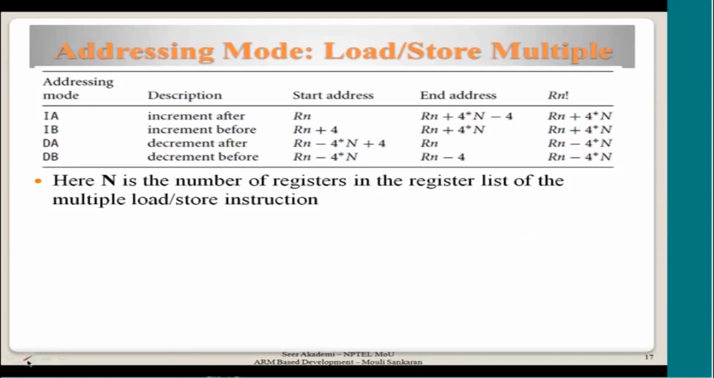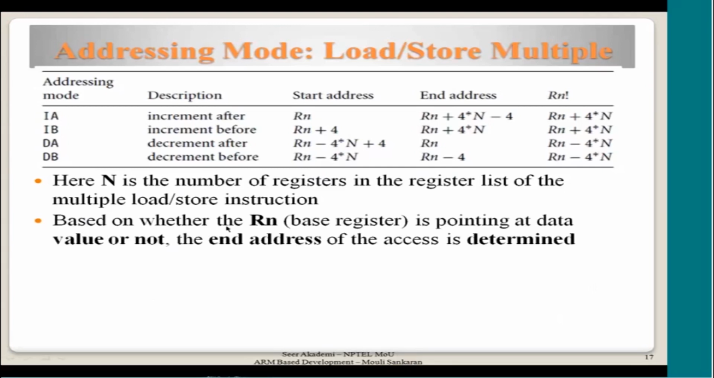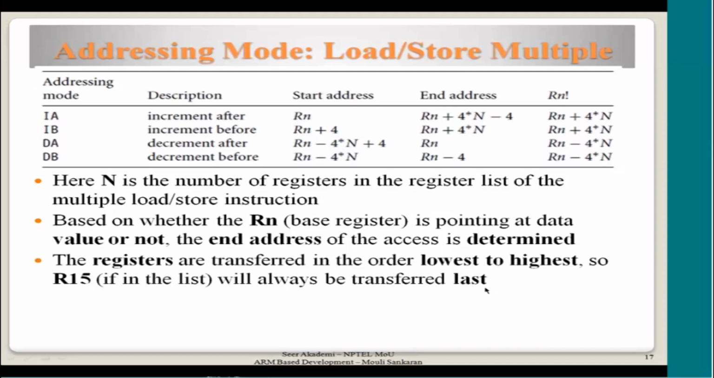Here n is the number of registers. You have to come out of n being a non-sequential access for a moment. This slide talks about the number of registers in the register list. Based on whether Rn is a base register, whether Rn is pointing at a data value or not, the end address of the access is determined. Based on whether increment or decrement is given, the processor first finds out the range of addresses within which the transaction has to happen, and then it decides which one to copy to which register based on the list.